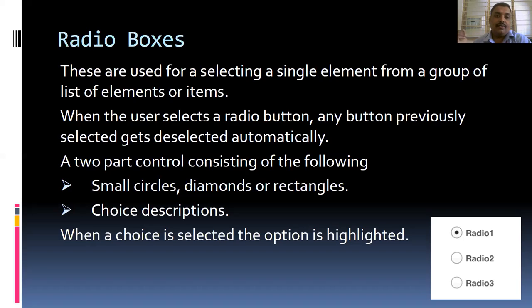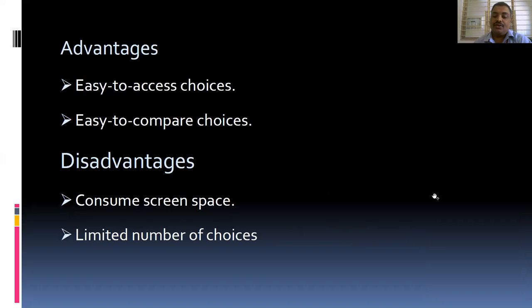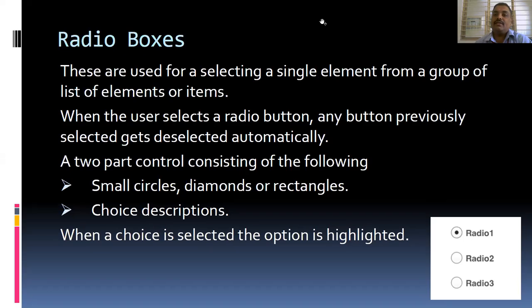Look at the radio box here. These are all used for selecting a single element from a group, a list of elements or items. Only one item you can select at a time. When the user selects a radio button, any button previously selected gets deselected automatically. In a small group, when you select female, the male radio button is automatically disabled and the female button activates. Similarly, if you choose any other alternative, the corresponding button is selected. That is how it happens.